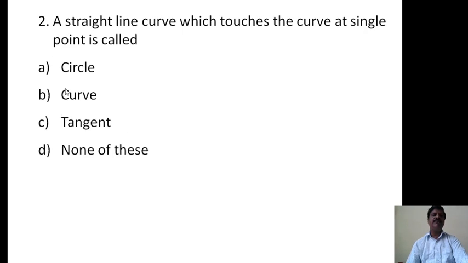The correct answer for this question is C, tangent. A straight line which touches the curve at a single point is called a tangent. Therefore option C is correct for question number 2.